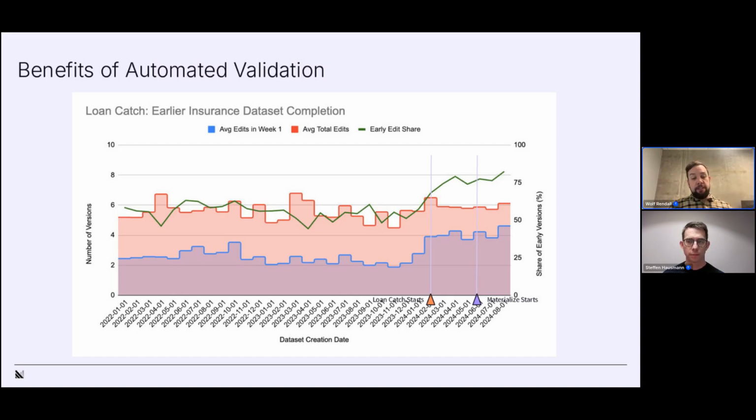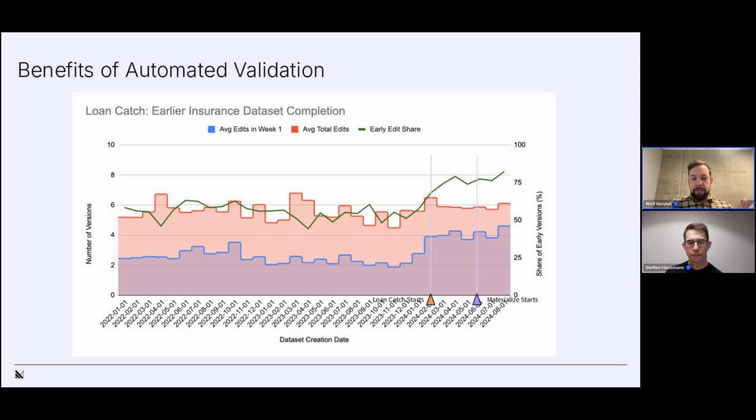Our very first loan catches, that's what we're calling them, these set of SQL queries, was directed at hazard insurance because it's one of the things that trips us up the most often, and we saw the most benefit from it. So when we first started with these query systems, you can see that according to this red line, which is the average total edits that an insurance data set would receive, and according to this blue line, which is the average edits that it would receive in the first week, after we implemented this loan catch check in February of 2024, we saw that the average number of edits on one of these data sets did not change.